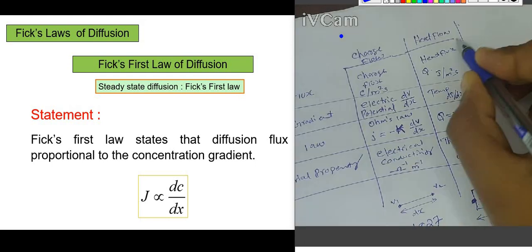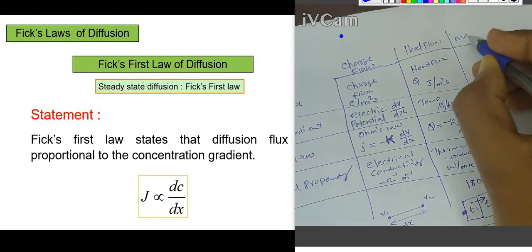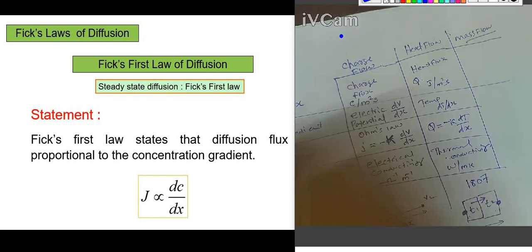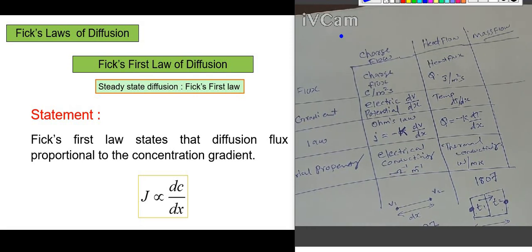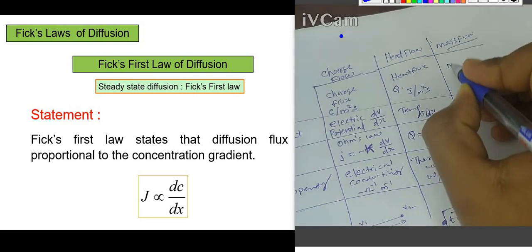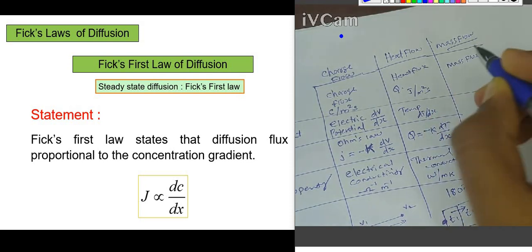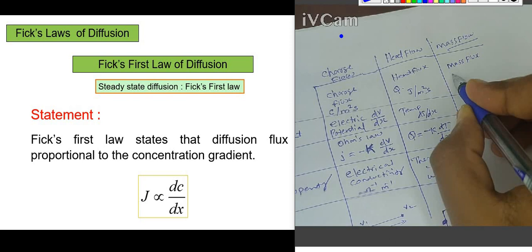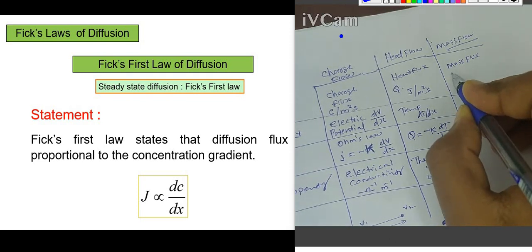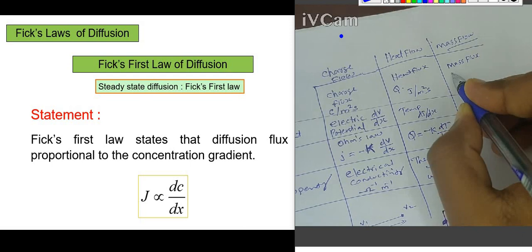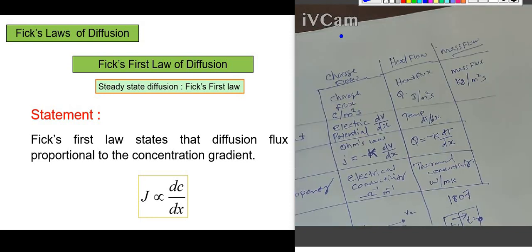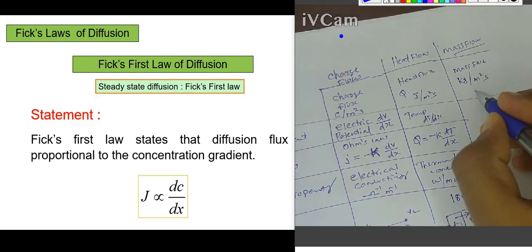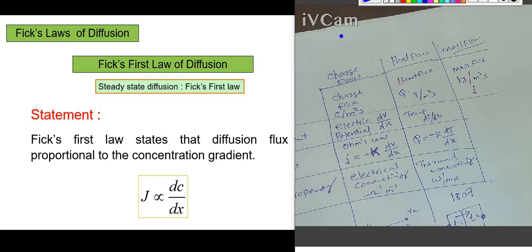And the next one is mass flow. This is our area. In the case of mass flow, what is the flux? The flux is the mass flux, that is the amount of atoms or particles crossing unit cross-section area per unit time. So we can say the unit is kilogram per meter square second. Mass flux we can represent with a small j. And what is the driving force or gradient?